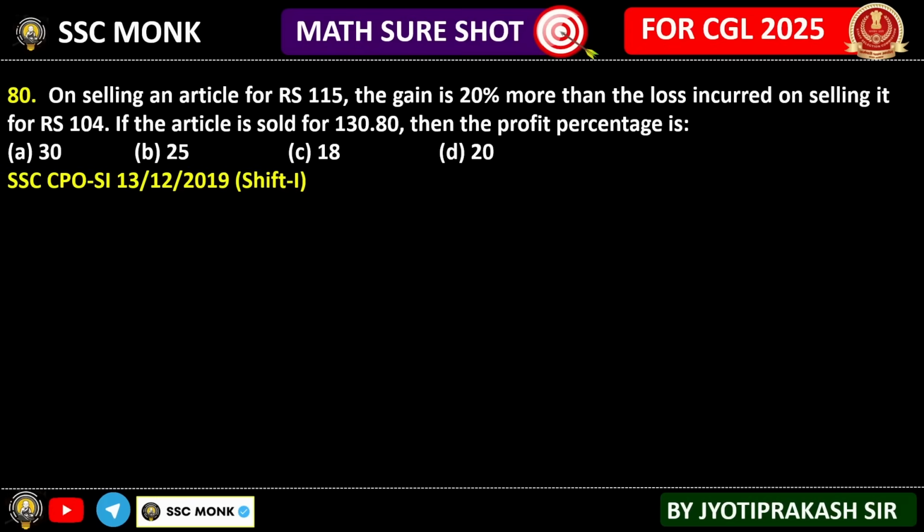Next, on selling of an article for 105, the gain is 20% more than the loss incurred on selling at 104. The article is sold for 130.80, find the profit percentage. This is a basic question, so this is a homework.